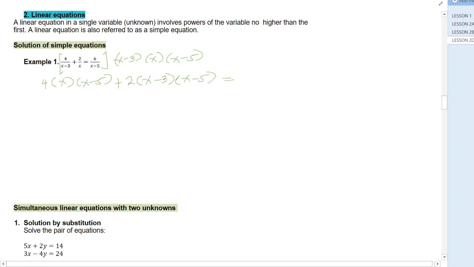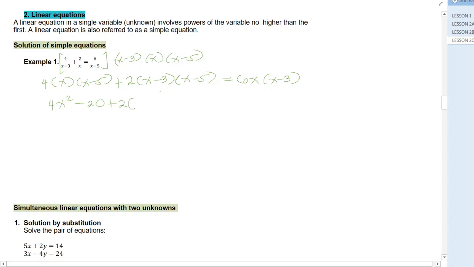Okay, so that is equal to 6, and this one, multiply it here divided by x minus 5. What will remain here is x minus 3 and x. Okay, so that is x times x minus 3. Okay, simplifying this further, it will give us 4x times x, that is 4x squared, minus, that is 4 times 5, of course, 20, plus 2.